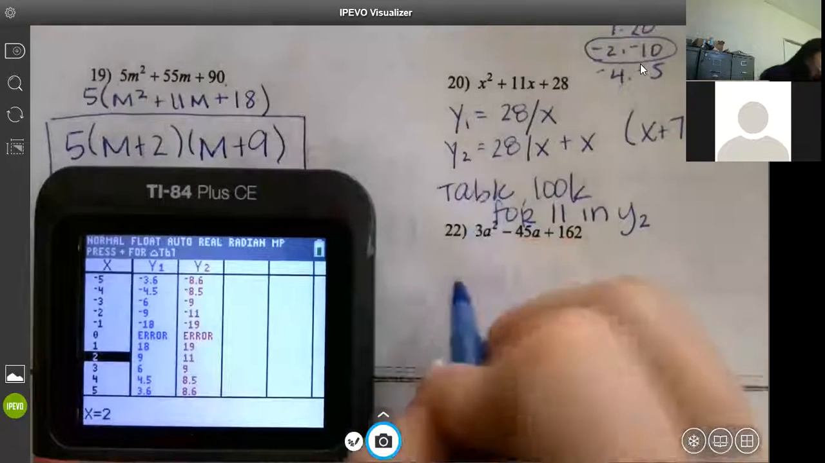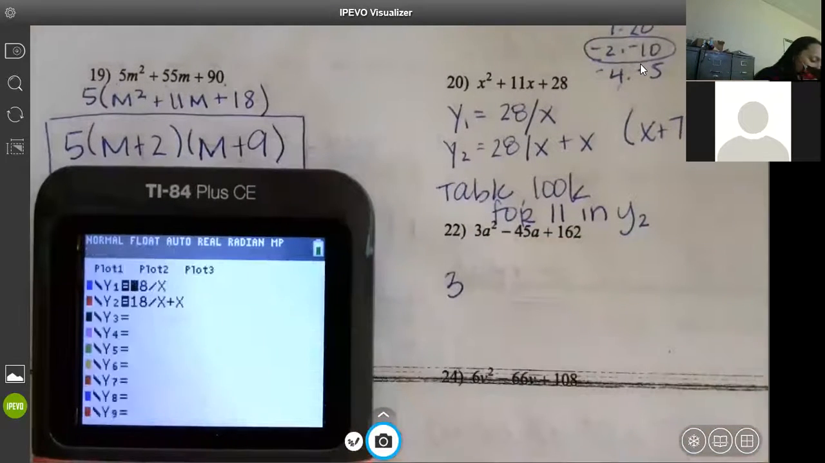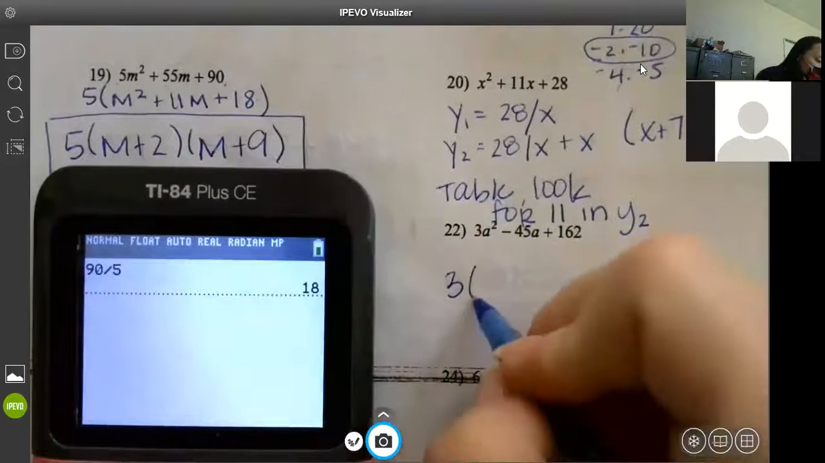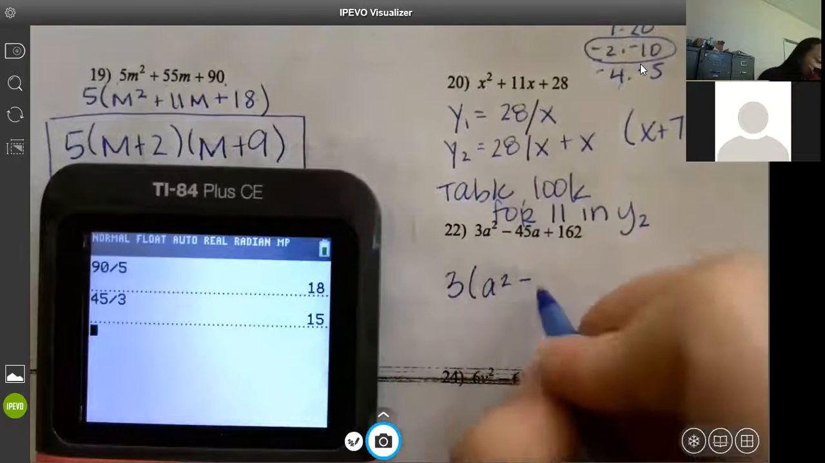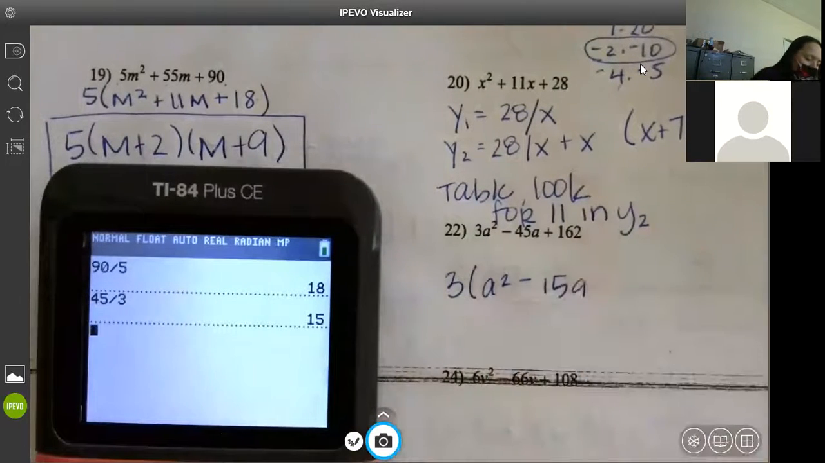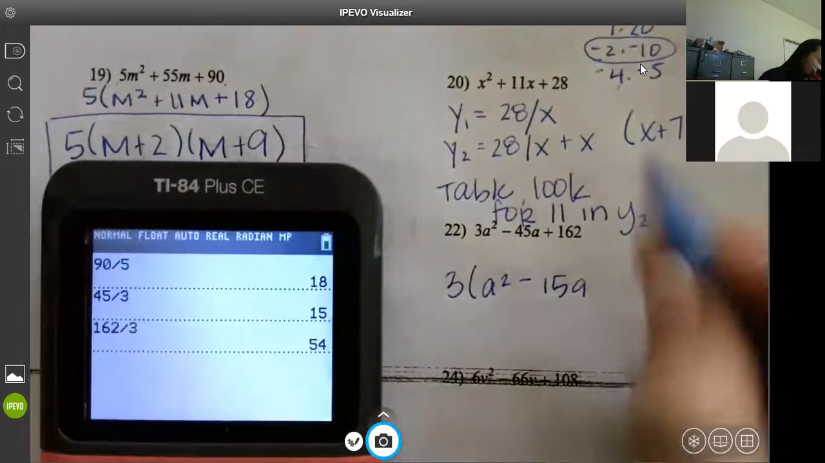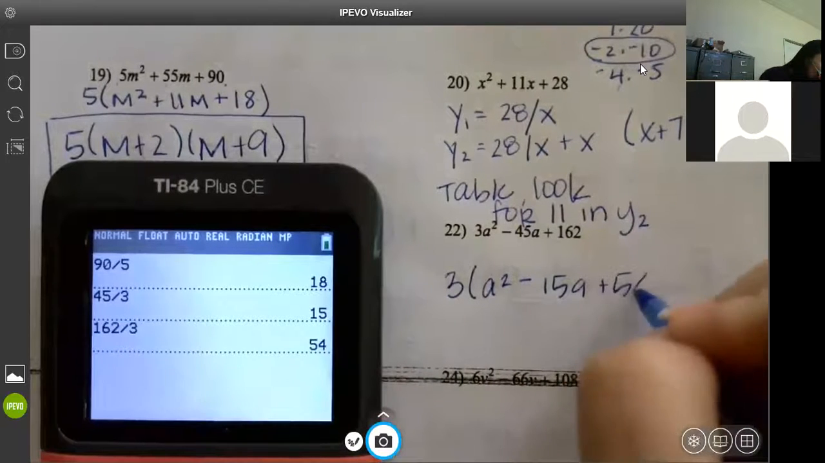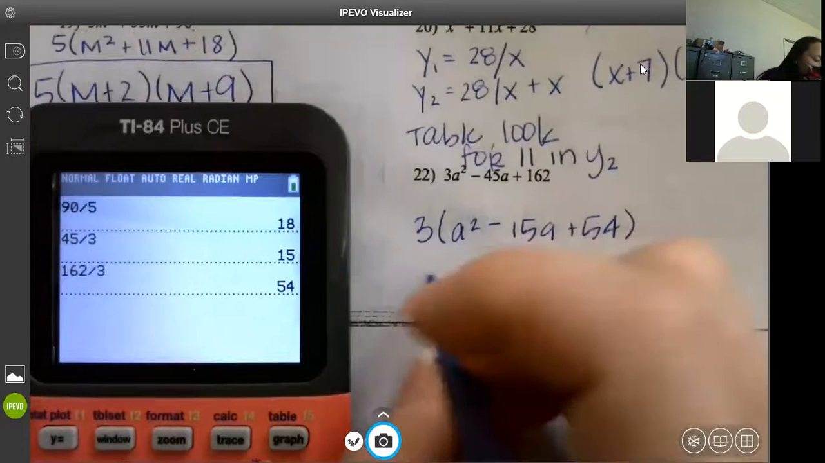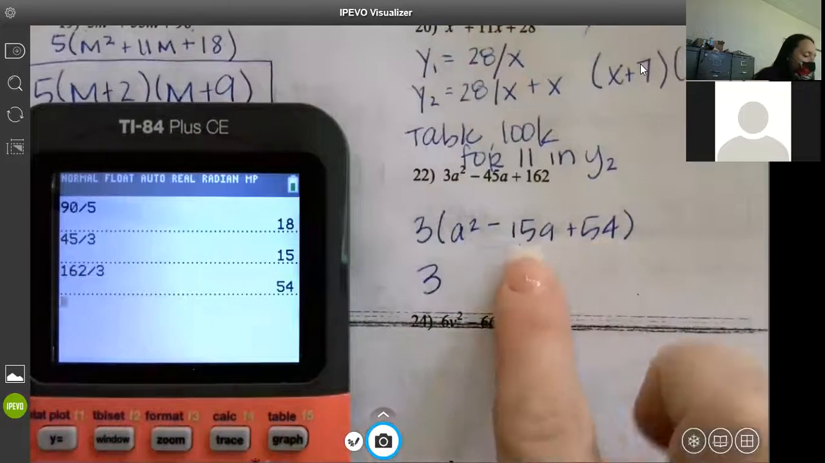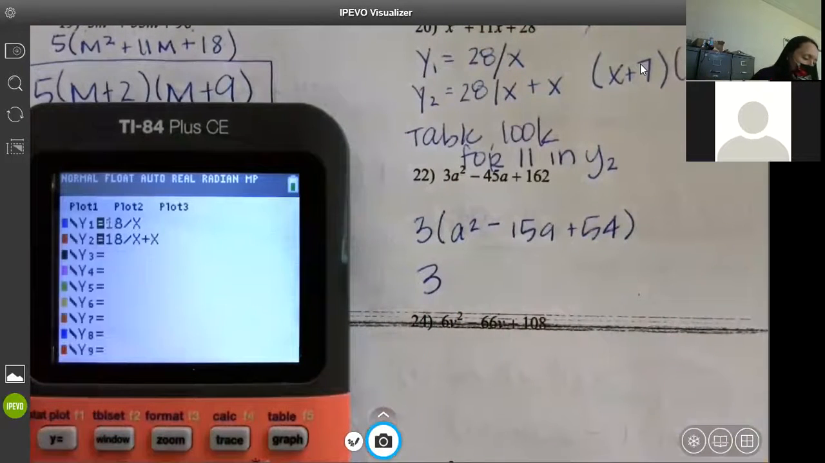Number 22, we're going to get rid of that 3. So we divide everything by 3. Leaves us with a squared. We can do 45 divided by 3, which gives us 15a. 162 divided by 3 is 54. Now we just bring down our 3, and we need factors of 54 that add to negative 15.